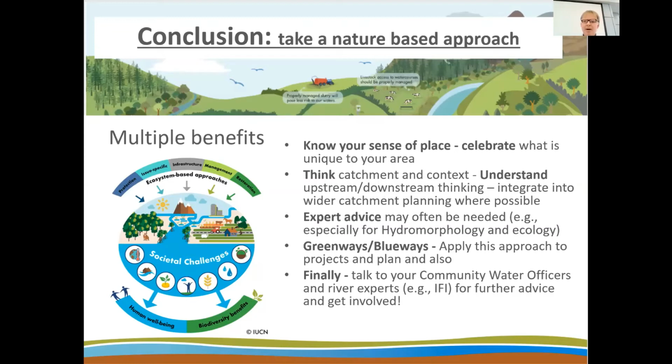Greenways and Blueways, apply the same approaches and principles to Greenways and Blueways. We don't want to see impacts on our river systems. So they can be designed in a way to minimize or avoid impacts. And finally, talk to your community water officer. You do have river experts out there, as also in Inland Fisheries and other organizations. So don't feel you're alone. There is support, there is help out there. So LAWPRO, we are here to help and support. So look, don't feel that you are alone, and understand that supports are there. Always be thinking in that catchment context and take that nature-based approach.